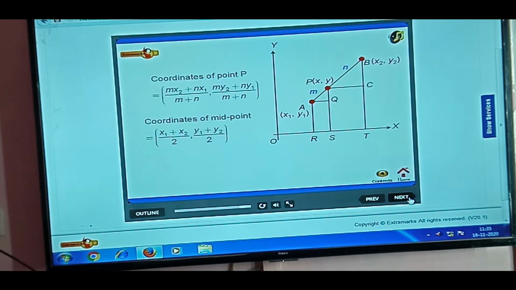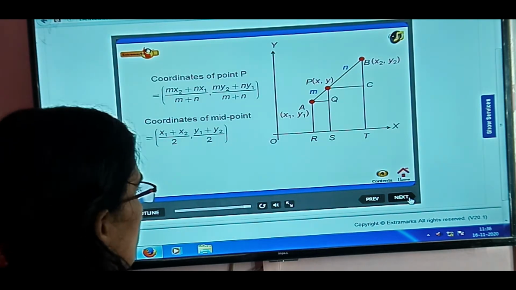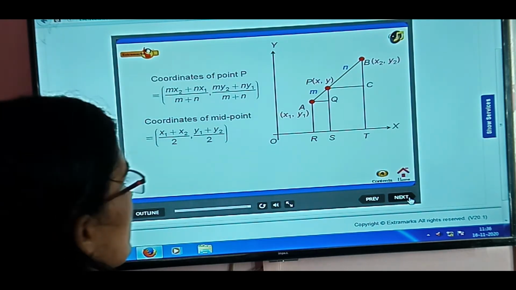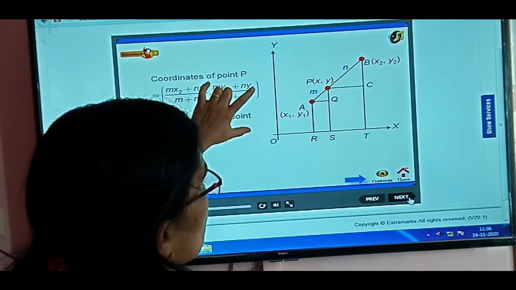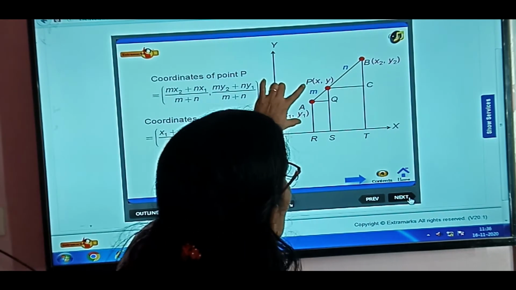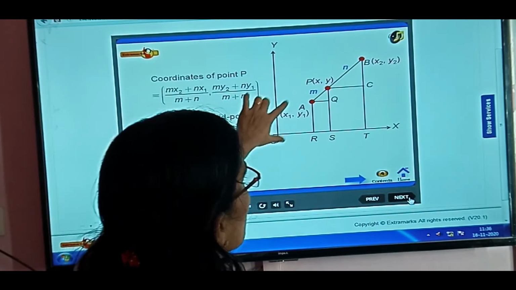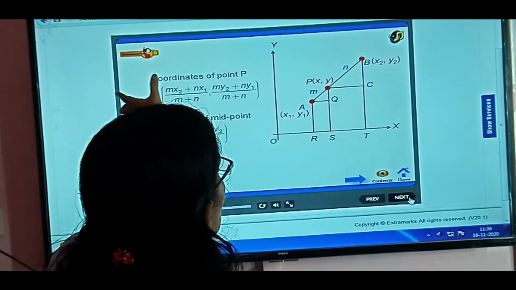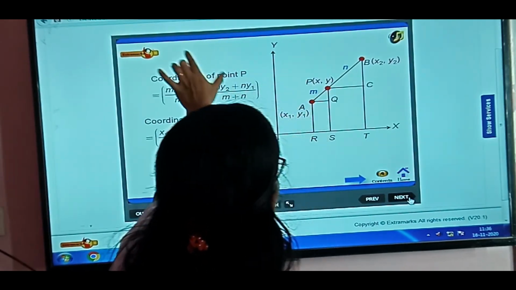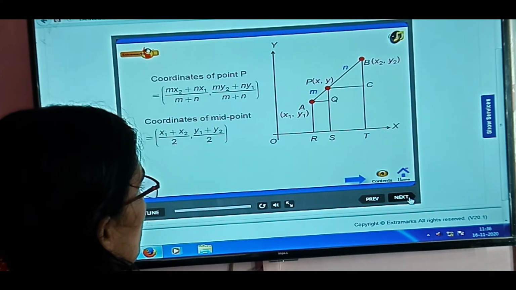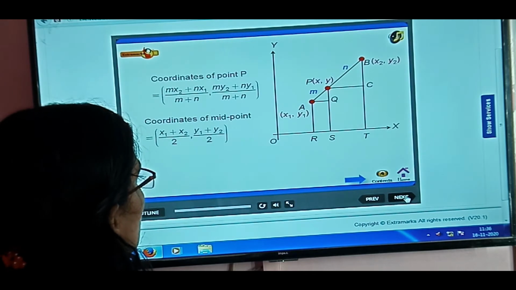So this formula you have studied. This is called section formula. You have studied in 10th standard how to find the section formula. The ratio m and n is given. Then 2 points A and B are given. How to find P, x, y. That is this formula which is called section formula. This you have already studied in 10th standard.